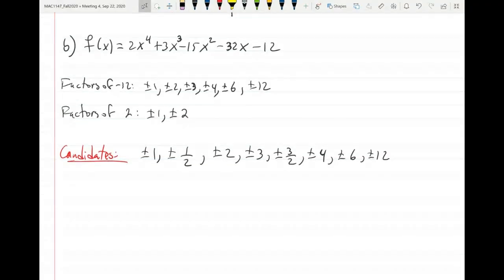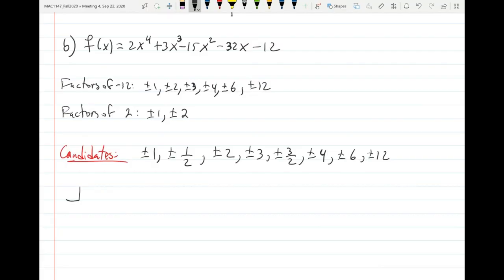Okay, so I'm gonna do my setup. I'm gonna start trying here. Let's see, 2, 3, -15, -32, -12. And then we're gonna begin trying. So let's see. Can anybody tell me, will 1 work in here? If we put 1, is it gonna work?